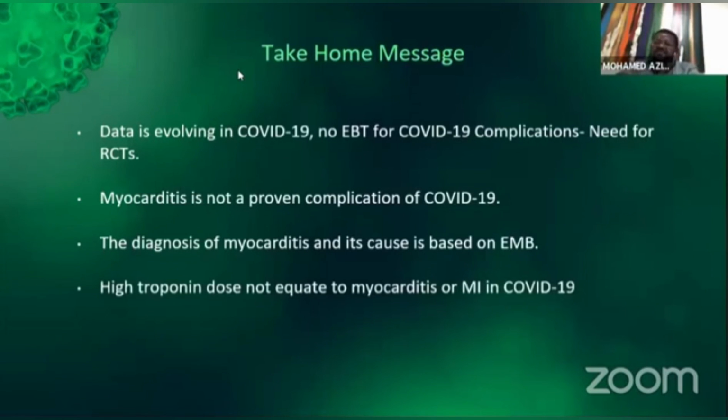So, take home message: data is evolving in COVID-19. There is no evidence-based treatment for COVID-19 complications. There is a need for more randomized controlled trials. Myocarditis is not a proven complication of COVID-19. Still, few cases are reported. We might get more cases, hopefully not. The diagnosis of myocarditis and its cause is based on endomyocardial biopsy, if it is feasible, to confirm the diagnosis. The diagnosis is not clear. High troponin does not equate to myocarditis or MI in COVID-19. It could be due to myocardial injury or type 2 MI, as I mentioned. Next slide.